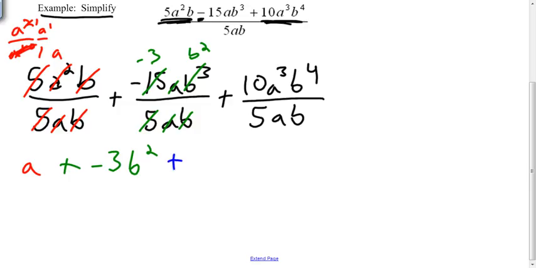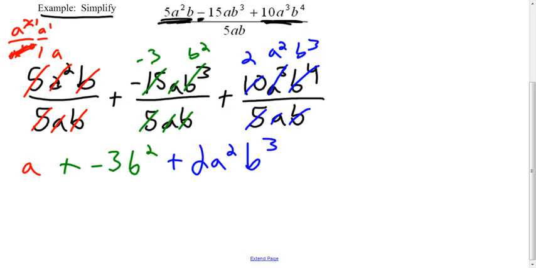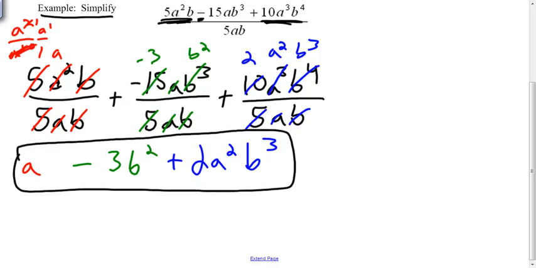And our third part, 5 going into 10 makes 2. A into a cubed leaves us with a squared. Let's write those ones down, 2 and a squared, and b into b to the fourth gives us b to the third. So here are our three parts. And again, we're not quite finished here. We have this plus a negative, which we can just rewrite as negative. So in the end, our final answer is going to be a minus 3b squared plus 2a squared b cubed.